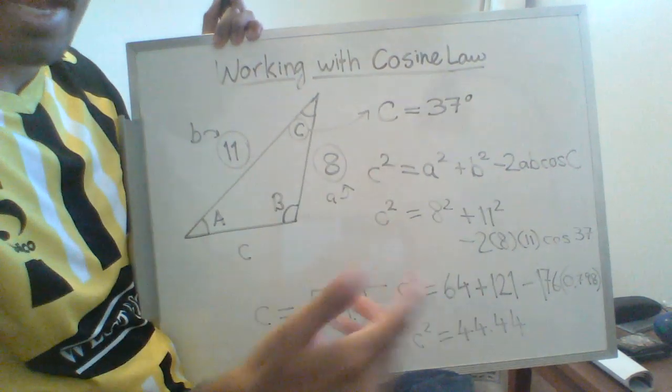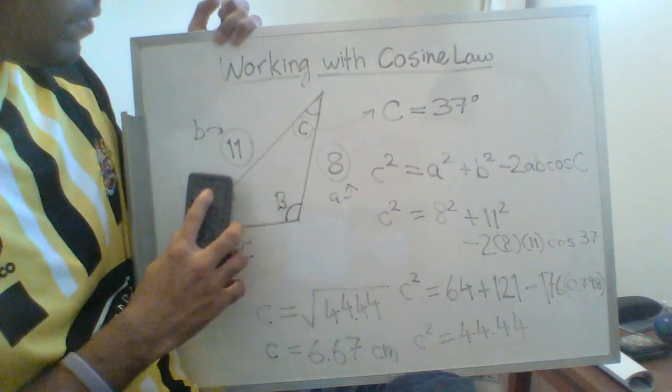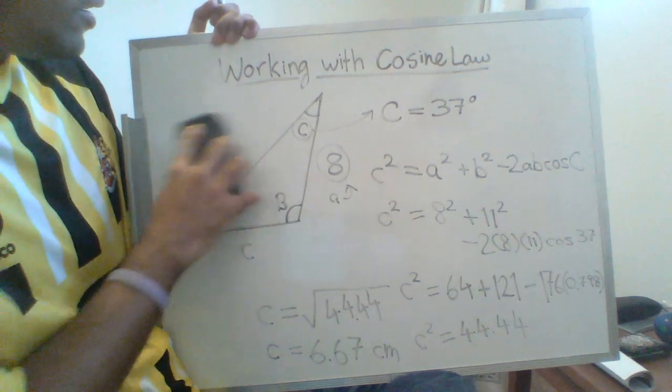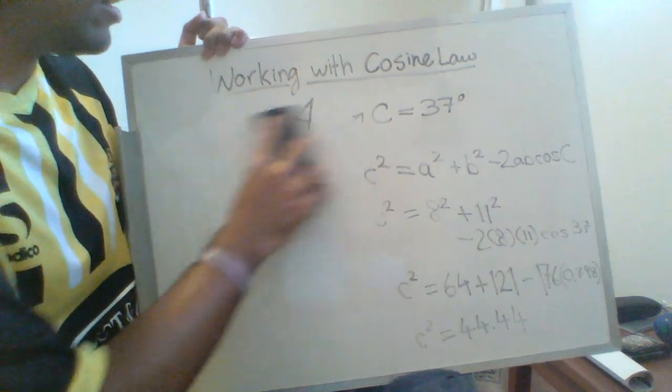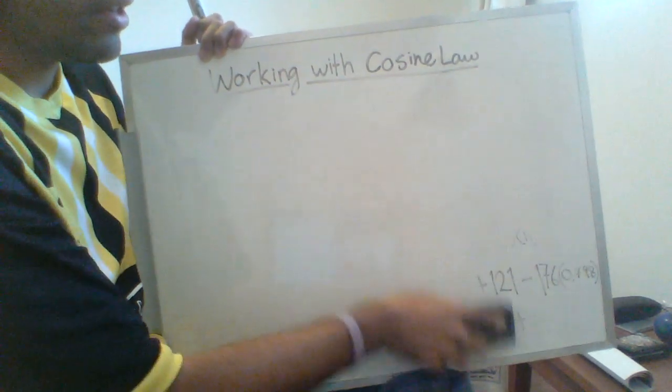Now, the second case where you will need cosine law is when you're trying to figure out not the side, but the angle. Alright? So, in this question, we were trying to figure out the length of side C. So now we're going to do a slightly different example and try to calculate angle C, given different information.